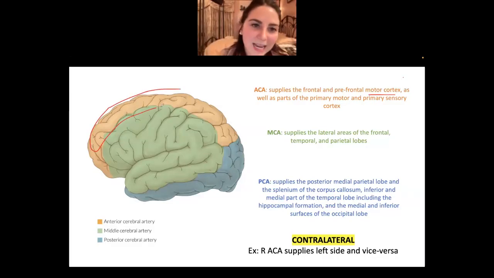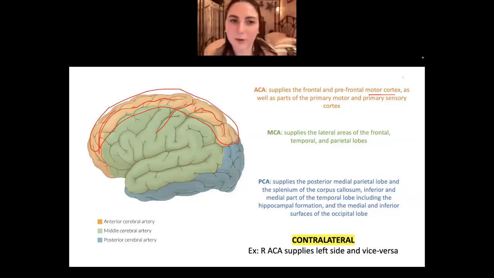What's weird about the ACA is notice how it goes past that central sulcus. Here's your central sulcus. It does both motor and some sensory stuff, but it also does frontal lobe. It's hard because these arteries don't all supply a nice lobe in a nice little box. It's not like, oh, the ACA supplies the frontal lobe.